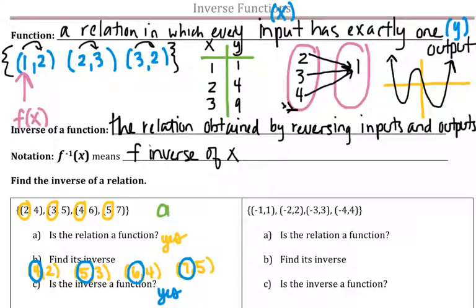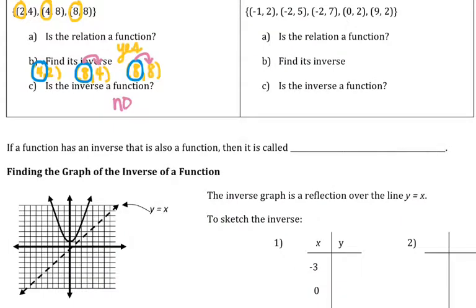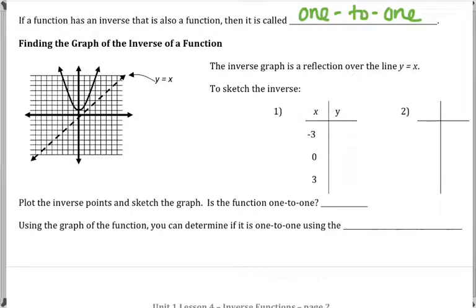notice that the first one that we did was one-to-one because the original is a function and its inverse is a function. The second one we did was not one-to-one because while the relation itself was a function, the inverse was not a function. So this one is not one-to-one. Let's fill in the rest of this information here.